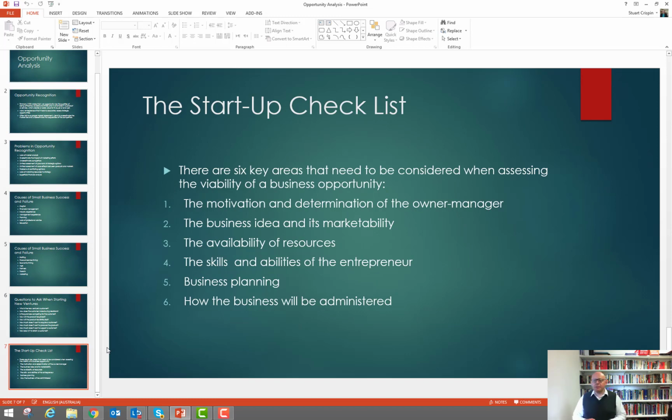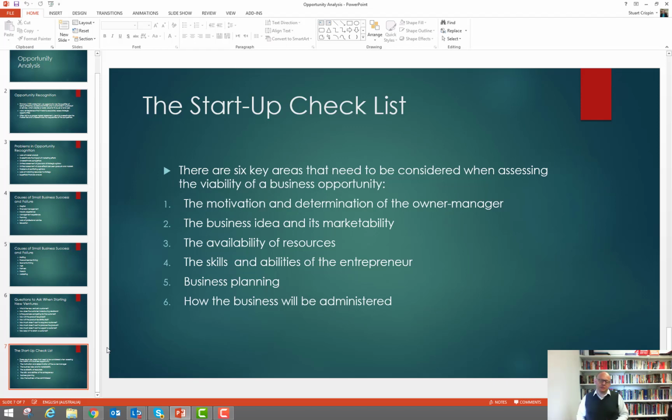So at the end of the chapter, Mazerol gives us a checklist, a series of key things that we need to think about in the startup process. And I think it's really important for us to look at these 6 areas to understand when we're trying to work out the attractiveness of an opportunity. So Mazerol says we need to think about what are the motivations and determinations of the owner manager. Motivation is really critical in a startup business. Do we have the time, the effort, the commitment that's required to make that venture a success?